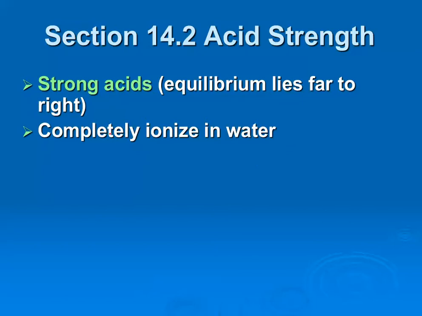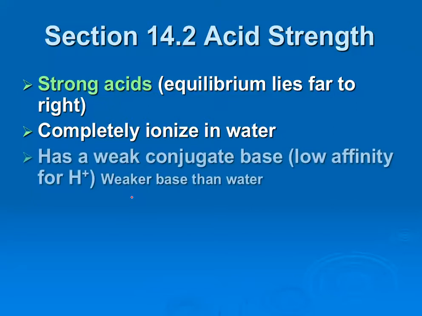So let's talk about what the K would look like for that. If you have mainly products and virtually no reactants, you're going to have an incredibly huge K. So you really will never see a K reported for a strong acid because they are so large. We essentially say they go to completion, so we don't even really talk about a K for a strong acid. They do have weak conjugate bases because that conjugate base has a really low affinity for the hydrogen ion. The water has a much greater affinity for the hydrogen ion than the conjugate base does.